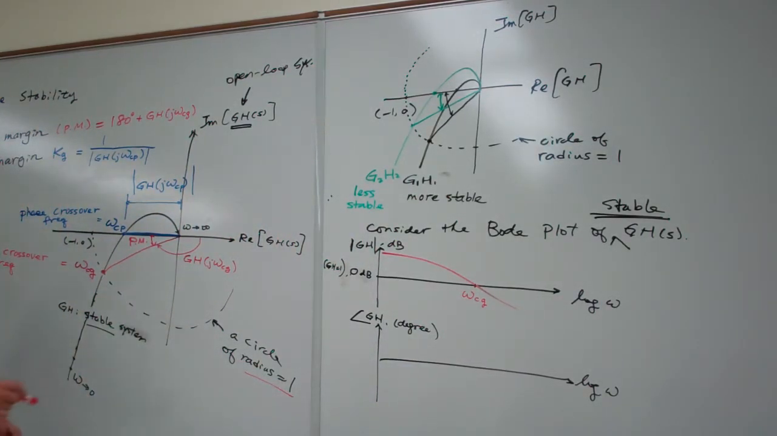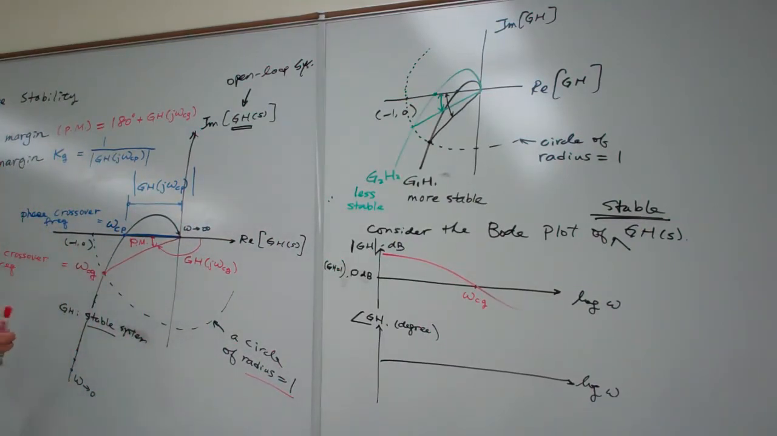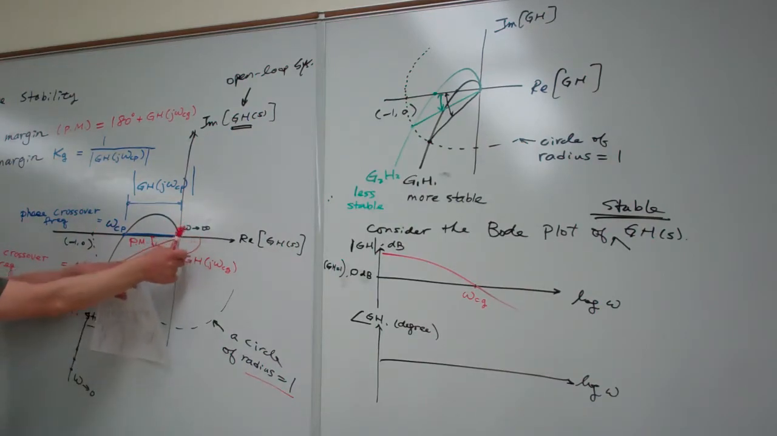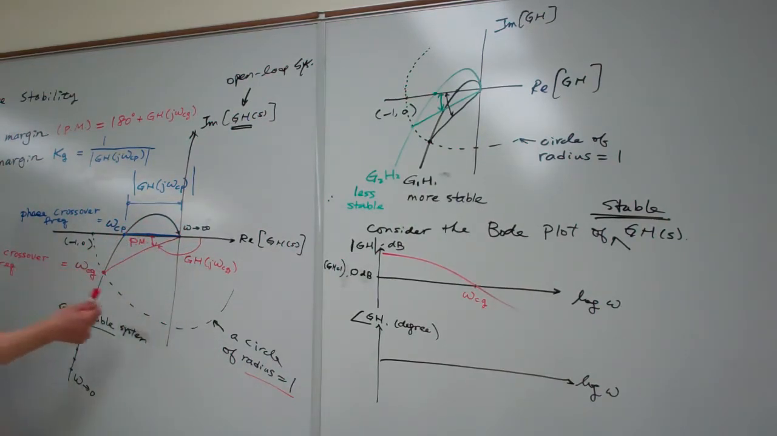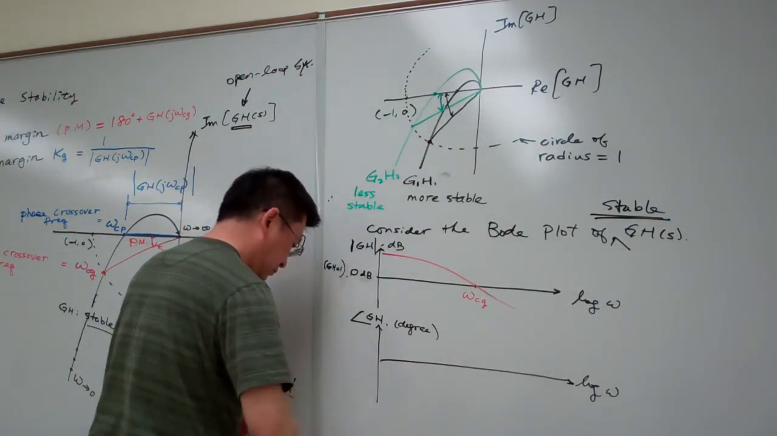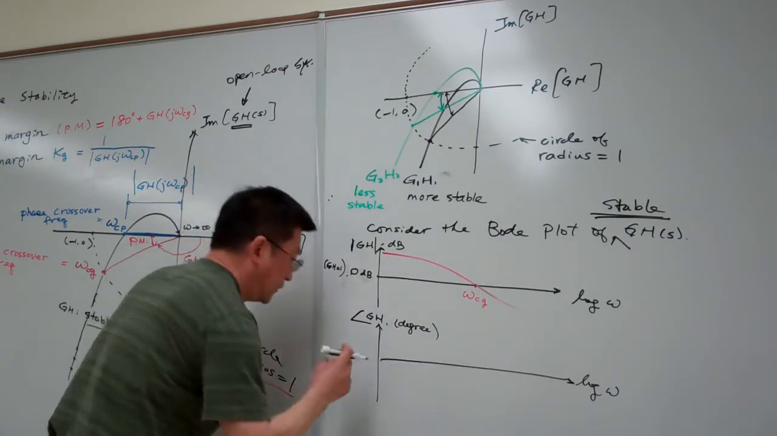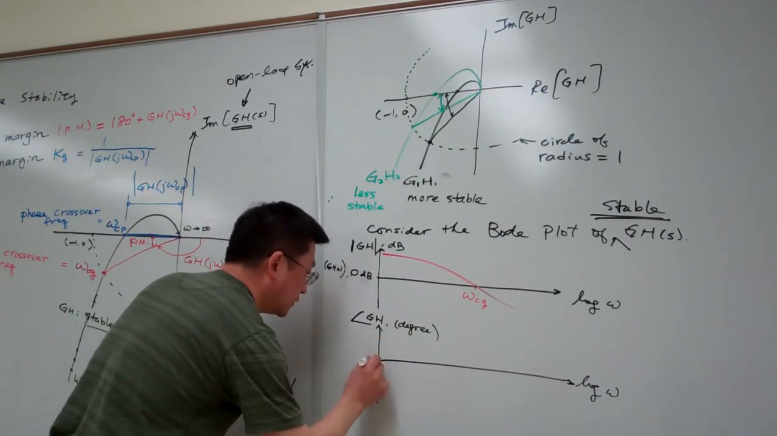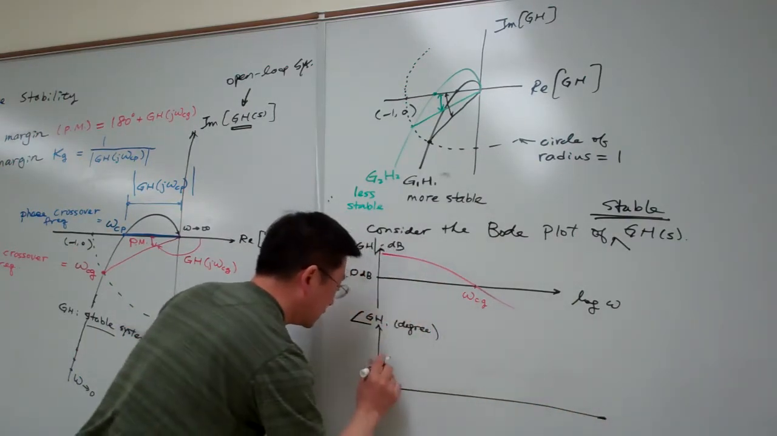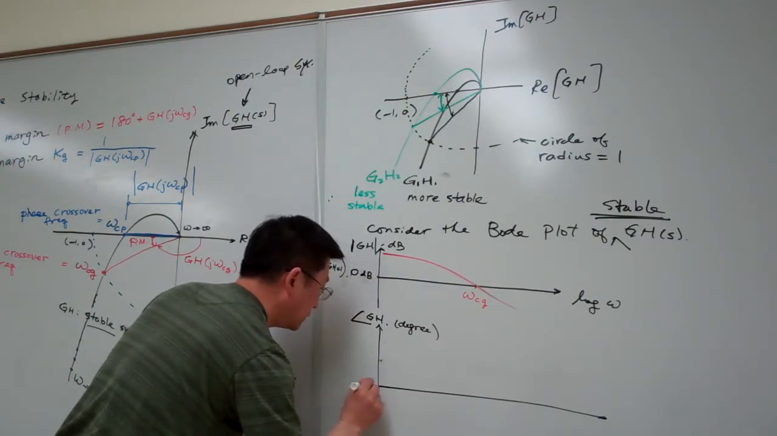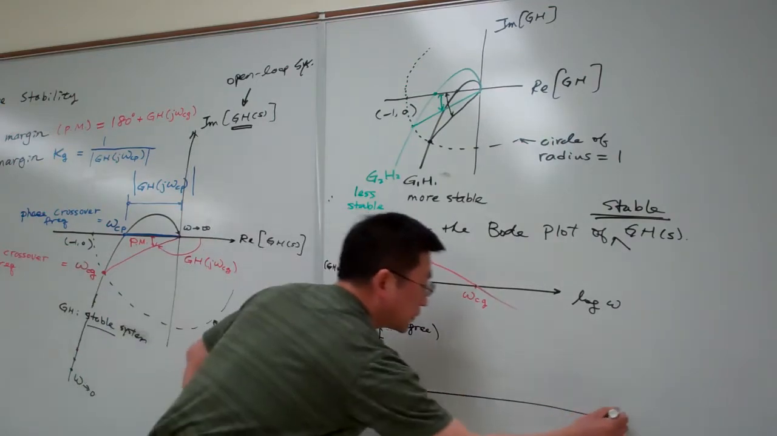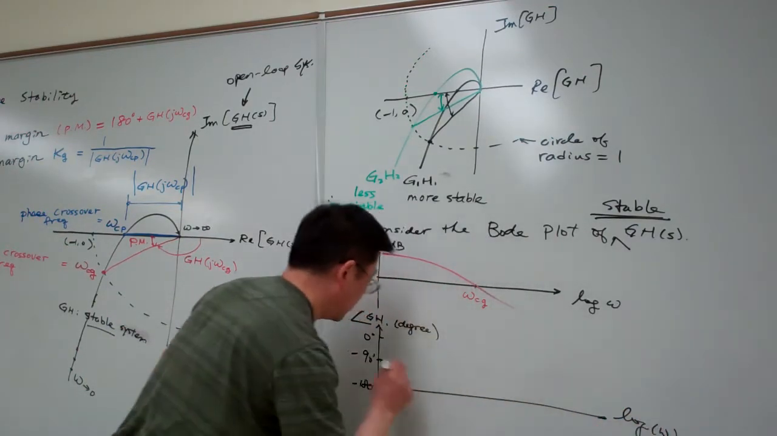Okay? And at omega CG, for a stable system, the phase margin must be positive, or its phase angle should be greater than minus 180 degrees. So for this case, let me label it carefully. Let me just move a little bit slower here. Okay, so this is minus 180 and minus 90 and 0 degrees. Okay, log omega.